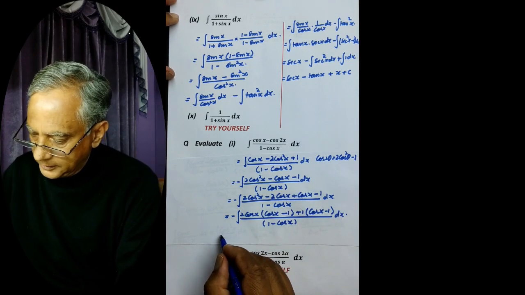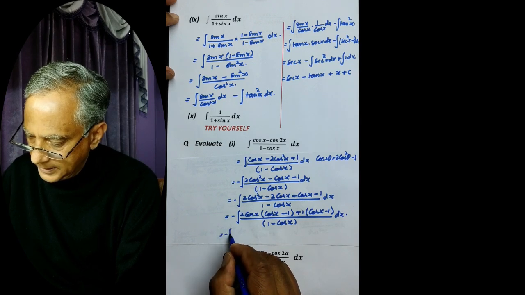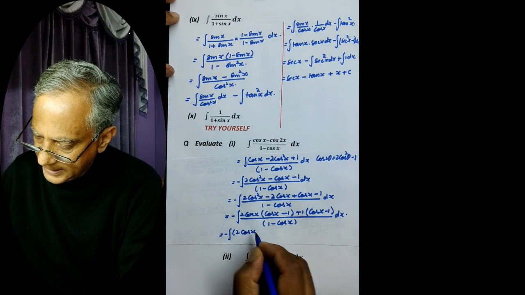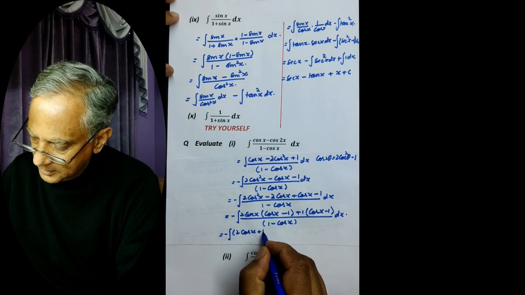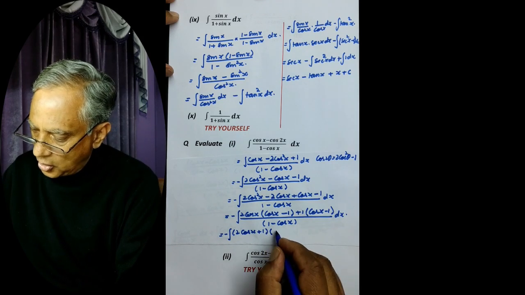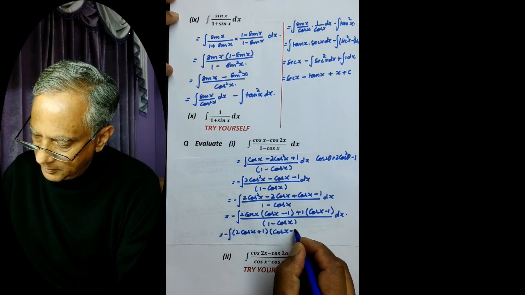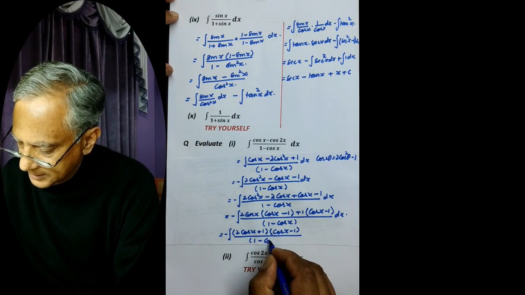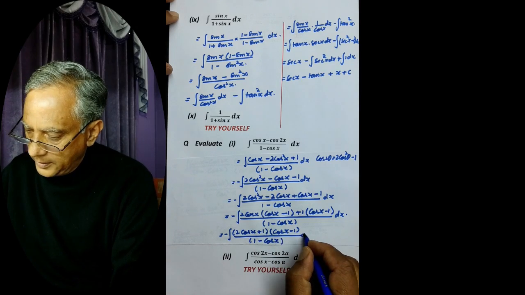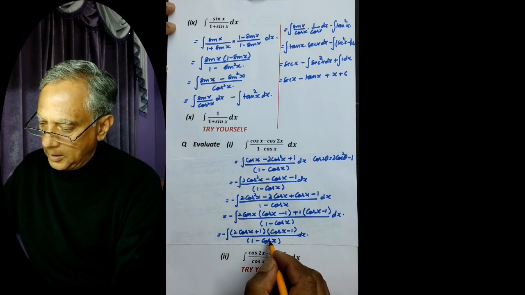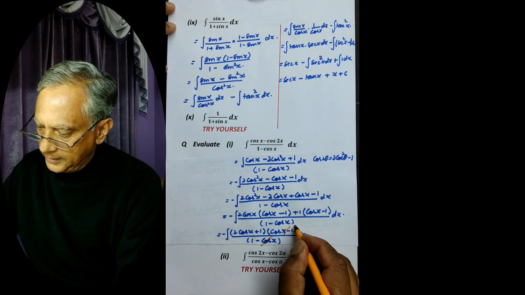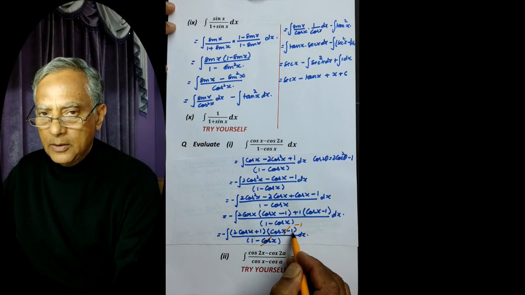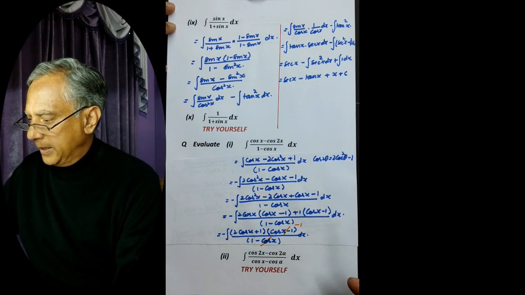dx, and this can be written as minus integral of (2 cos x plus 1) into (cos x minus 1) whole divided by 1 minus cos x dx. Now this cancels with this, we get minus 1 because this is 1 minus cos x and we have cos x minus 1 here. So we will get a minus sign.